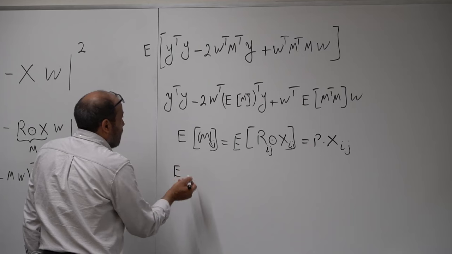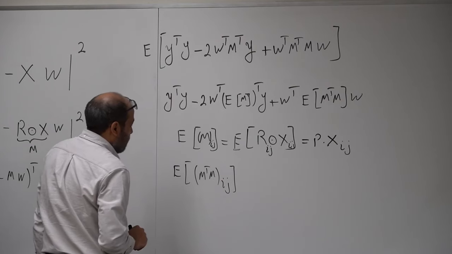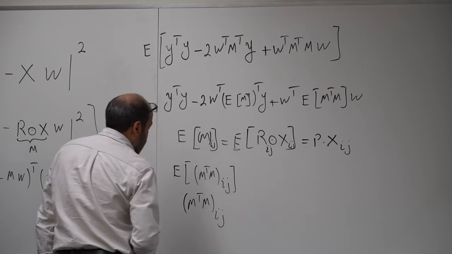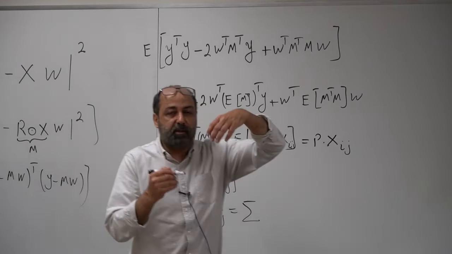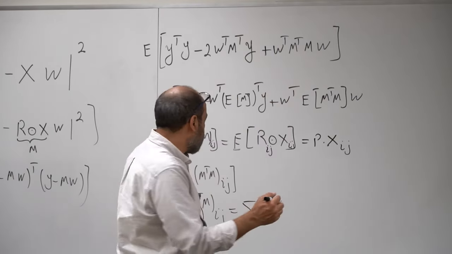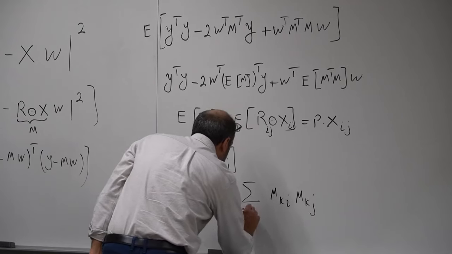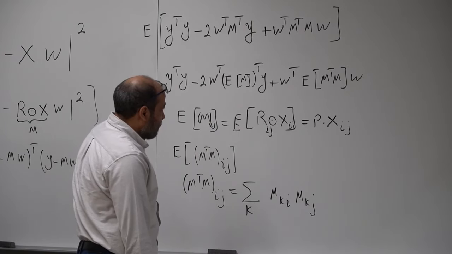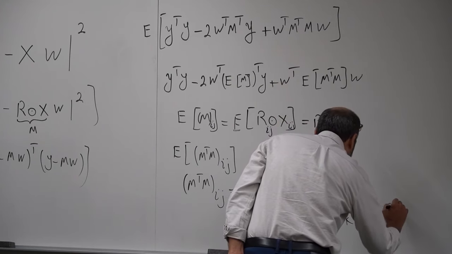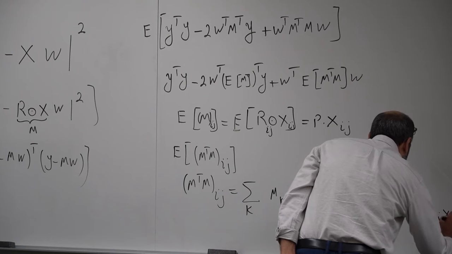And if I look at the expectation of the ij element of M transpose M, I can basically write it as a summation. I have two matrices, M transpose and M. Clearly, one is the transpose of the other, and we are multiplying these two together. What's that? I can write it as the summation of Mki times Mkj over all k's, okay? And this is going to be the summation of rki times xki and rkj times xkj.